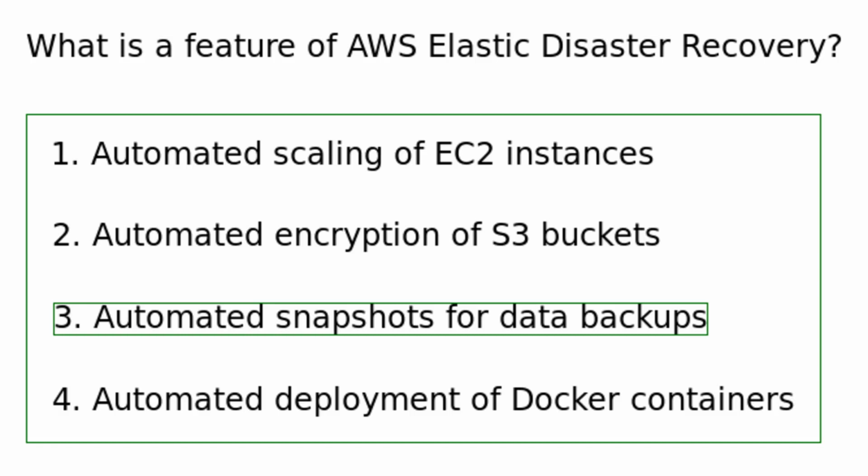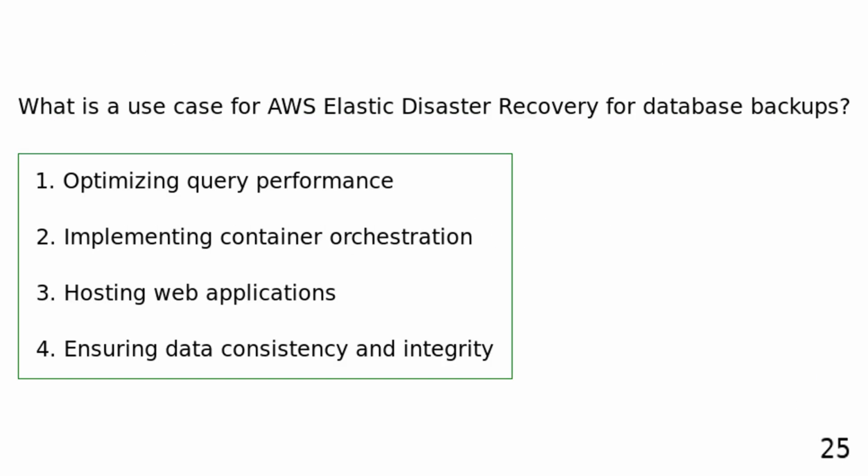AWS Elastic Disaster Recovery provides automated snapshots for data backups, allowing easy restoration in case of data loss or corruption. What is a use case for AWS Elastic Disaster Recovery for database backups? Optimizing query performance. Implementing container orchestration. Hosting web applications. Ensuring data consistency and integrity.